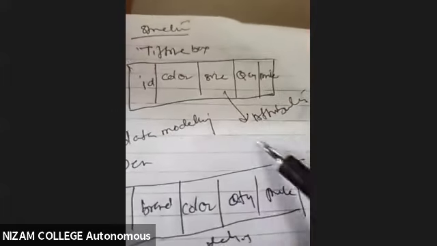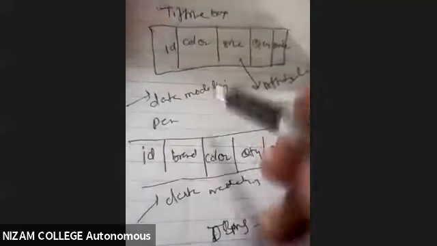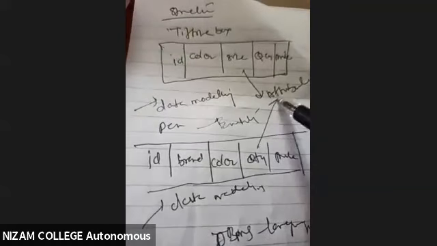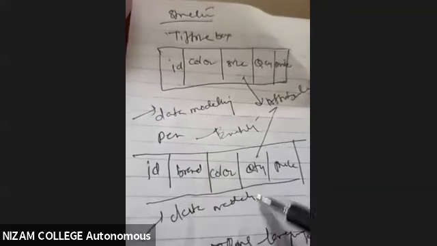We call this an attribute. So here also, a pen is an entity. We call this an entity because it's an object. So a tiffin box or a pen is an object. Then it has some characteristics. We call all these characteristics attributes.